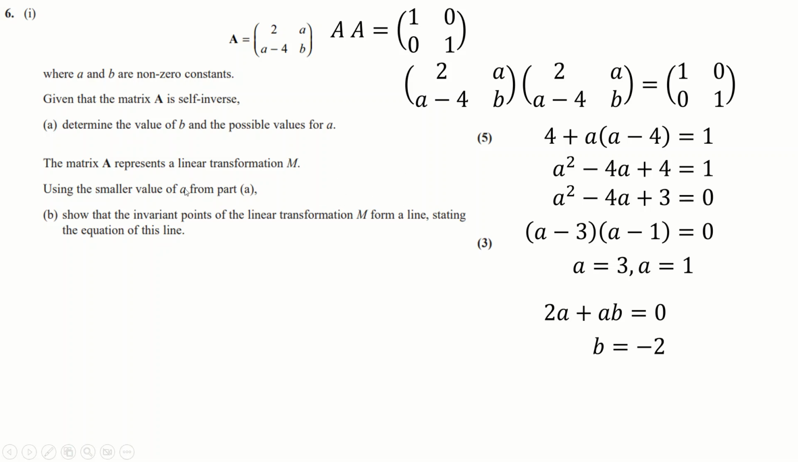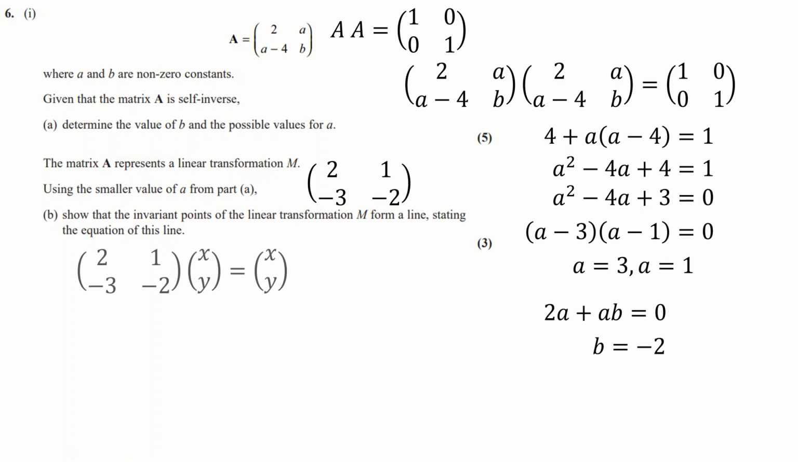Excellent. Now, using the smaller value for A, which is 1, so we shove 1 into there and we get this. Show invariant points if you transform using this. So let's just take a point x, y. If we multiply it by this matrix, an invariant point stays where it is, so that coordinate is still xy. So xy times this matrix is still xy. Now, of course, we can just multiply this out. This gets 2x plus y equals x, and minus 3x minus 2y equals y. But both of those things just rearrange to this line here. So anything along this line here will be invariant under this matrix.